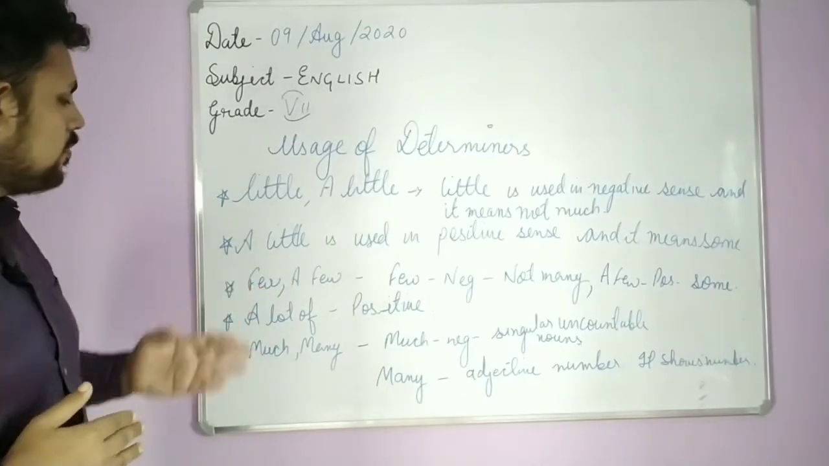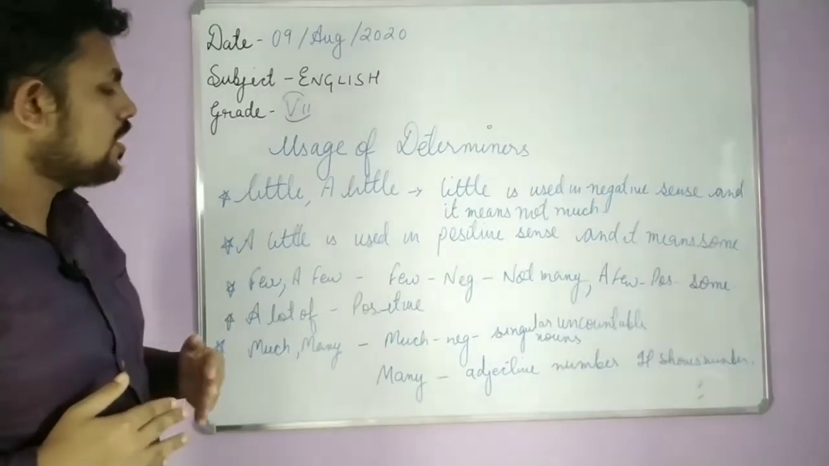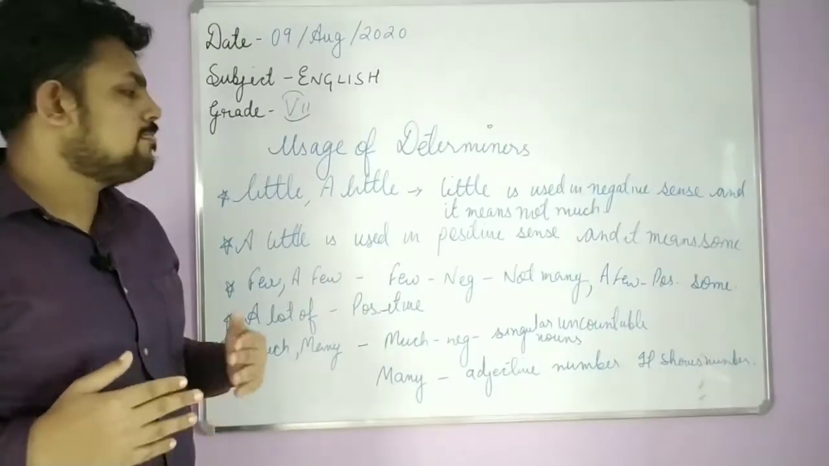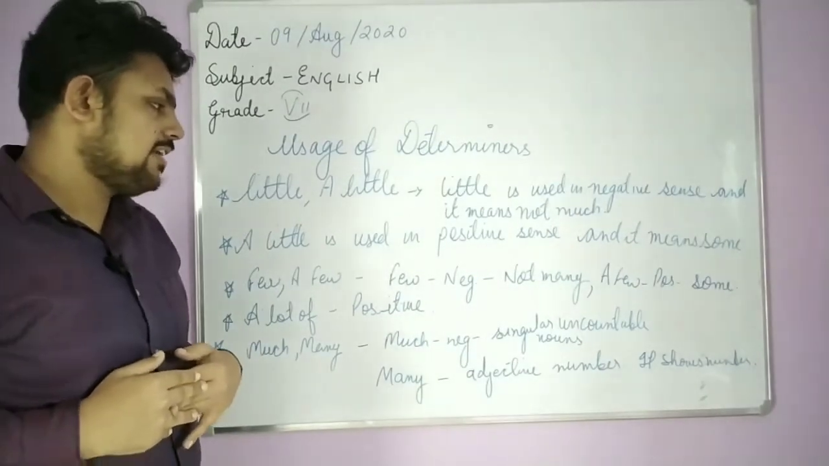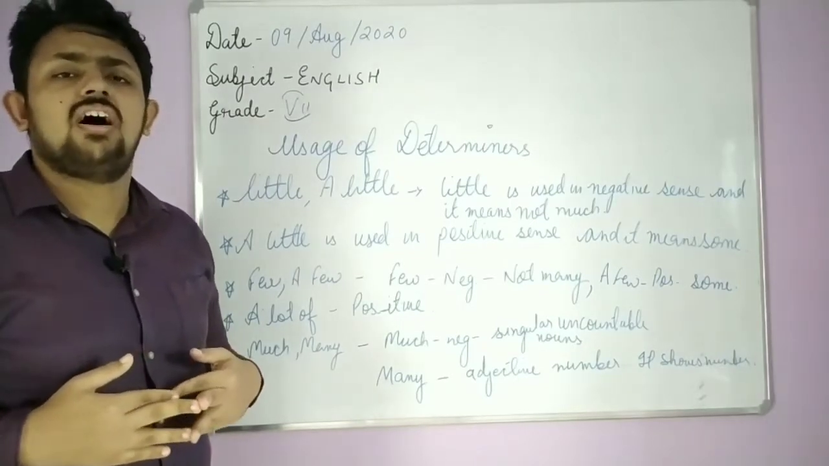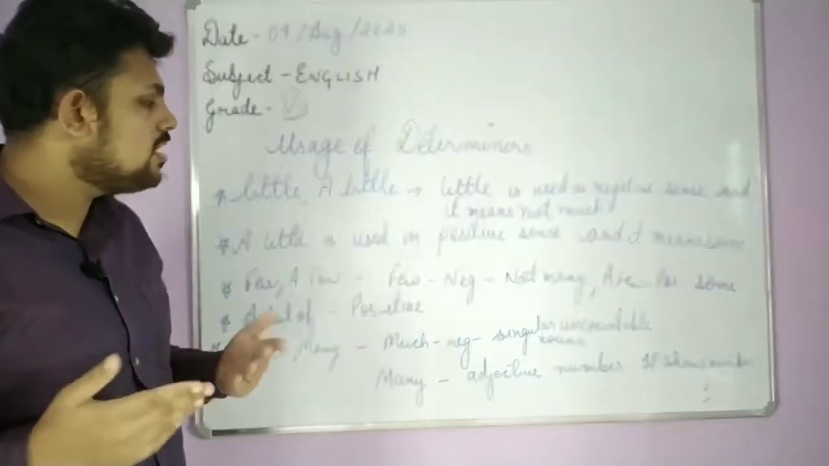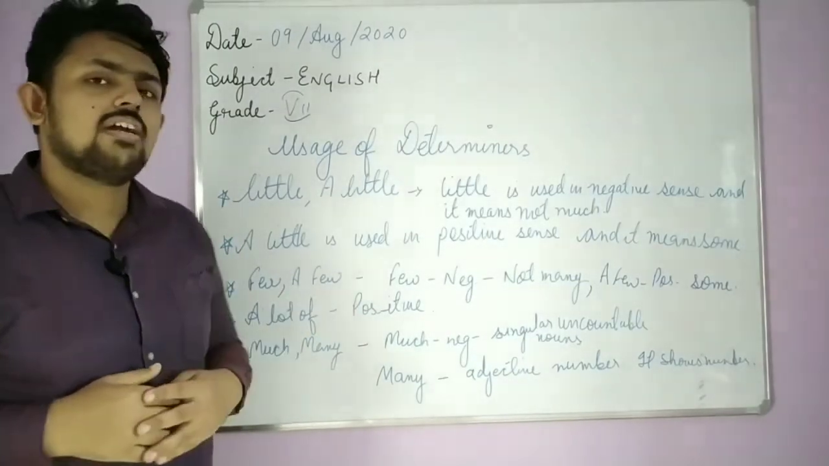Now we have a few and few. So first we see few. Few is used in a negative sense, and it means not many. Few of the students are very dull. So not many students are dull, so it is used in the negative sense.